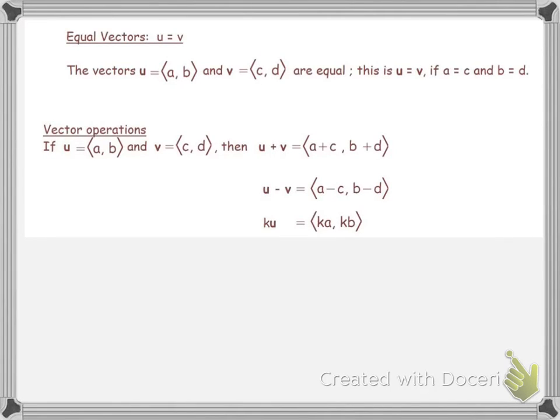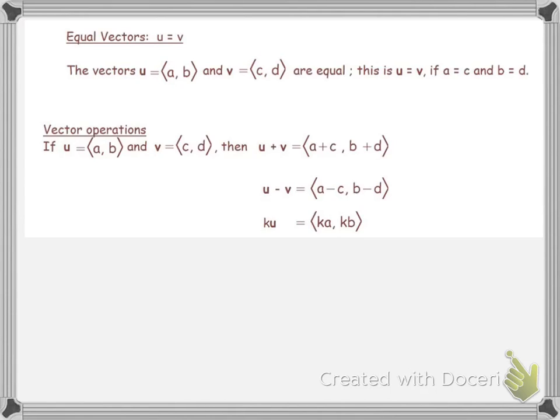Okay, so this first part is just basically saying that for vectors u and v to be equal, the components have to be equal. A has to equal C, B has to equal D. It's basically common sense that these two would have to be equal in order for the vectors to be equal.